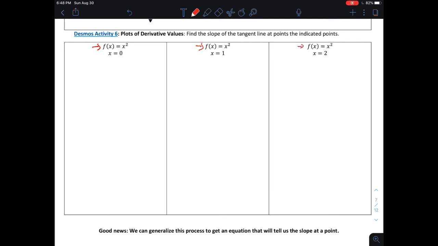So I'm going to use the limit that would give me the value of the derivative at a, or the slope of the tangent line at a, being the limit as h approaches 0 of f of a plus h minus f of a over h. So that's the limit I'm going to use. Now, I need to figure out what f of a is, and I need to figure out what f of a plus h is.